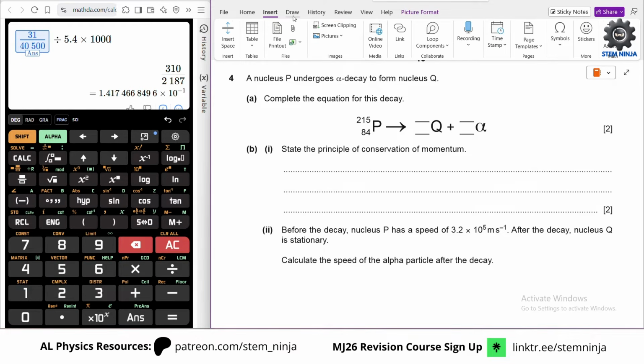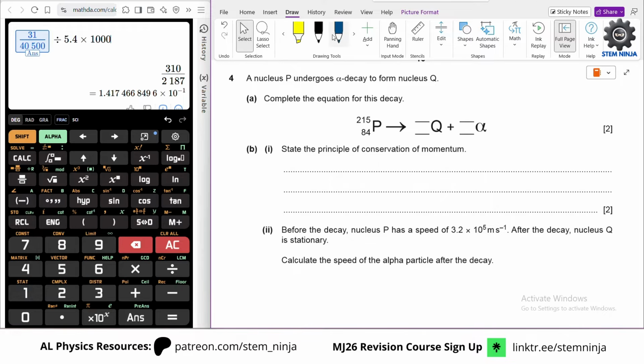Question number 4. A nucleus P undergoes alpha decay to form nucleus Q. Complete the equation for this decay. Okay, so alpha is mass 4, proton number 2, and we can basically see 215 minus 4, 211, and this would be 82. State the principle of conservation of momentum.